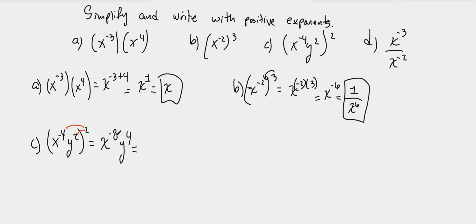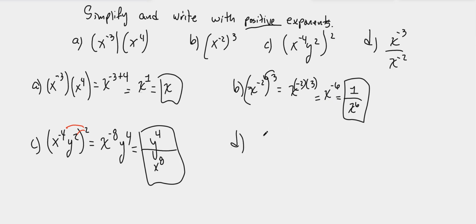Well, what does that leave us? Remember that we cannot have negative exponents. We have to simplify it and write it with positive exponents. So this x to the power of negative 8 has to go to the denominator, and there we have that.